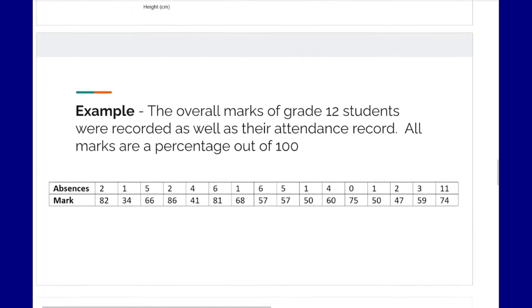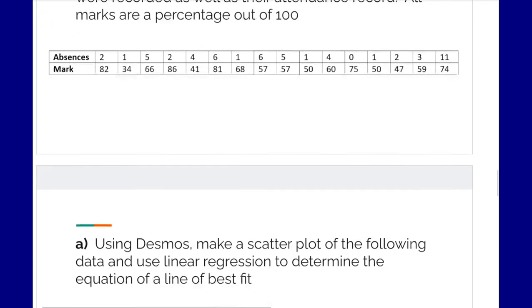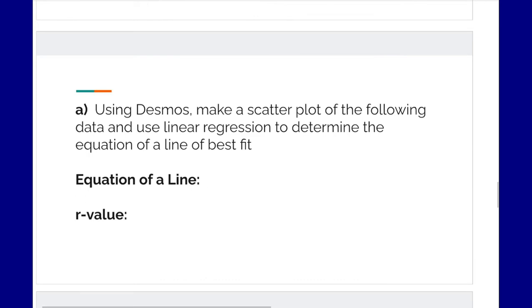So next, we have the overall marks of grade 12 students that were recorded as well as their attendance record. So all the marks are a percentage out of 100. So just a little bit of the background. So we have our students here. Now we want to go through and create a line of best fit. We're going to use Desmos for this.